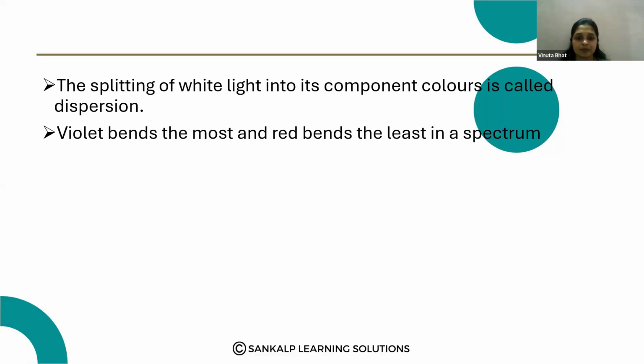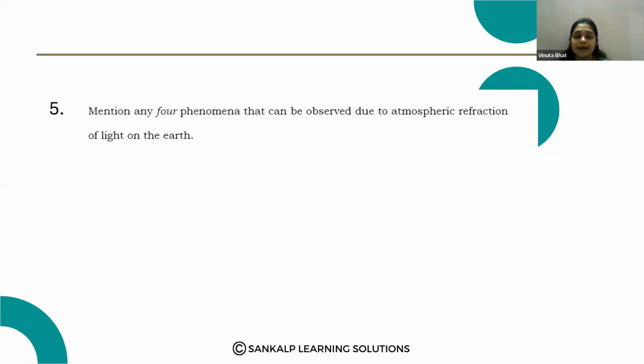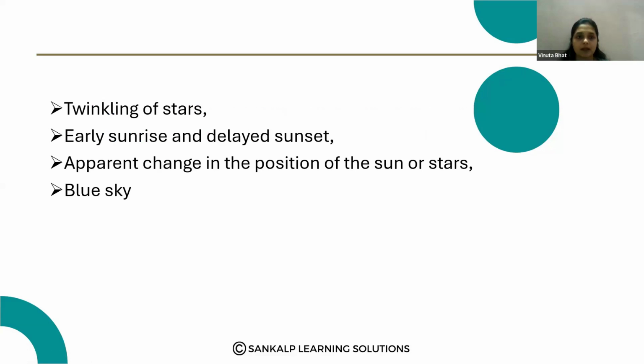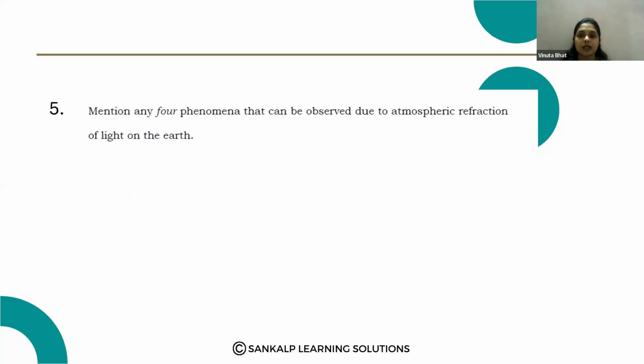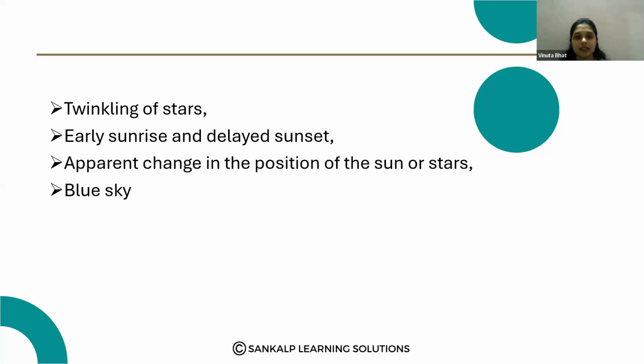Next question. Mention any four phenomena that can be observed due to the atmospheric refraction of light on the earth. That is twinkling of stars, early sunrise and delayed sunset, apparent change in the position of the sun and stars, blue sky. So these all are the examples of atmospheric refraction of light.